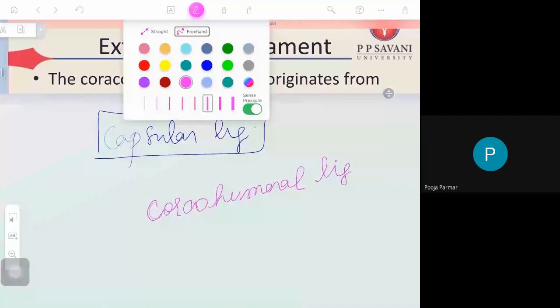Two bands. Listen, one attachment is coracoid process to greater tubercle. Second band is coracoid process to lesser tubercle. I will show in the diagram here. The bands are there. Clear?